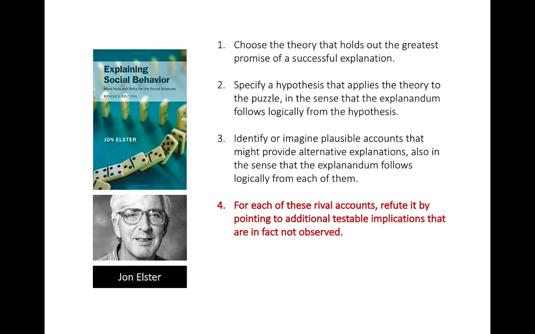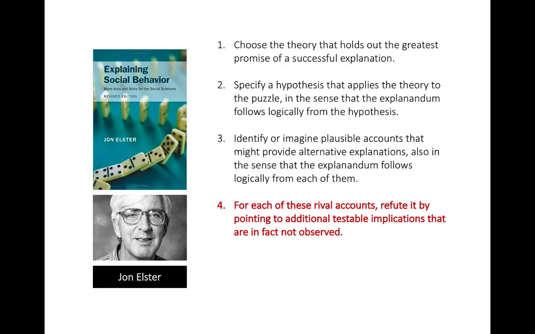So now he says for each one of these accounts, we should refute them by pointing to additional testable implications that are in fact not observed. And that's what he calls support from the side. So for each one of the alternatives that we came up with, we need to think, okay, if that is actually true, then what else would have to be true? And when we can show that whatever else would have to be true is not true, it's a good sign that our alternative explanation is not a good one. That means we could debunk that, which leaves us with our best possible explanations at the end of the day. That's what he calls support from the side, or lateral support.